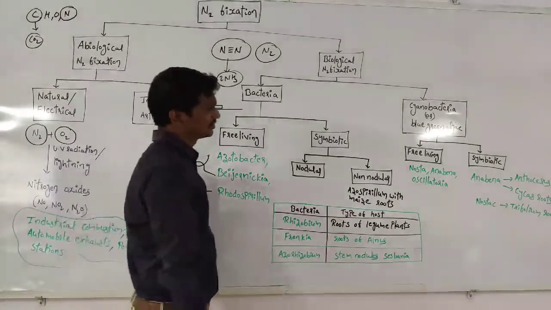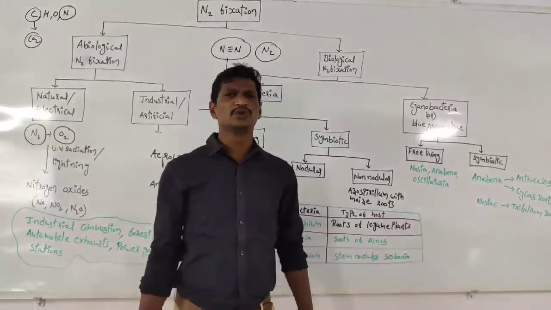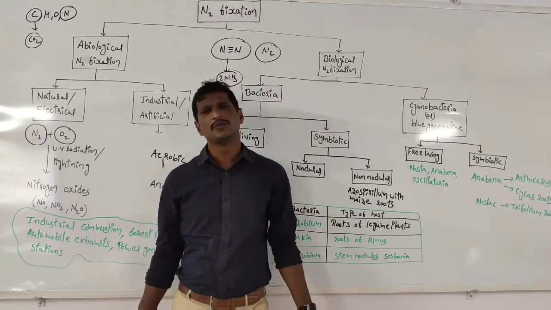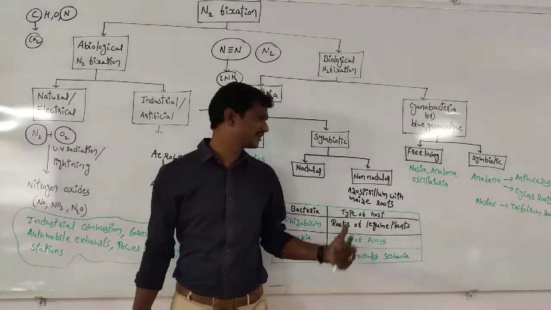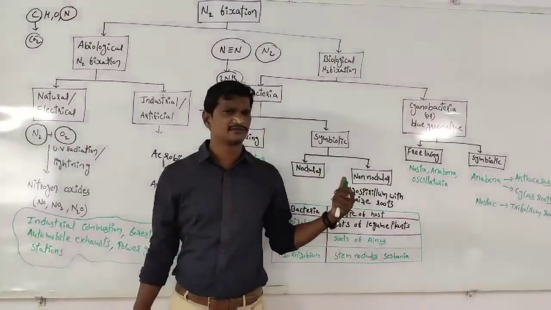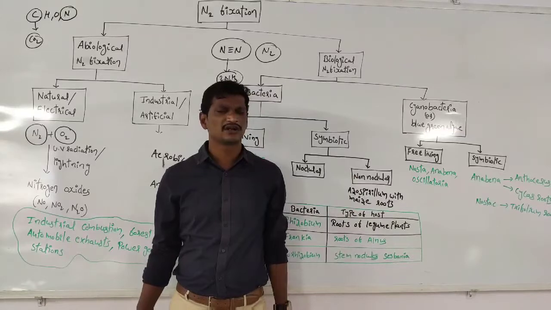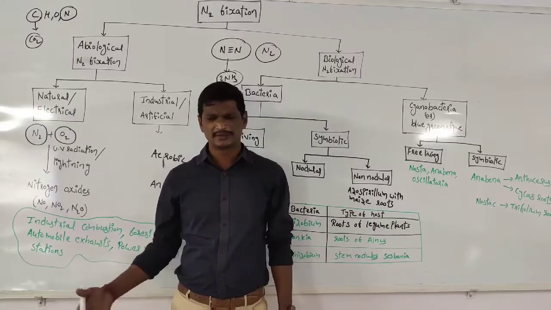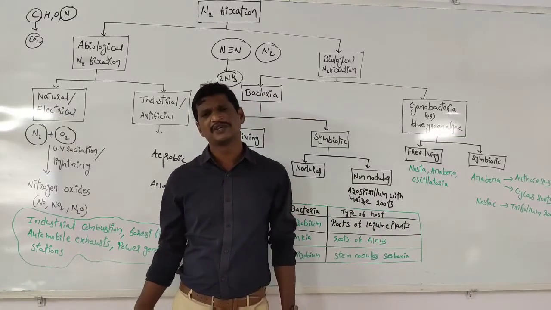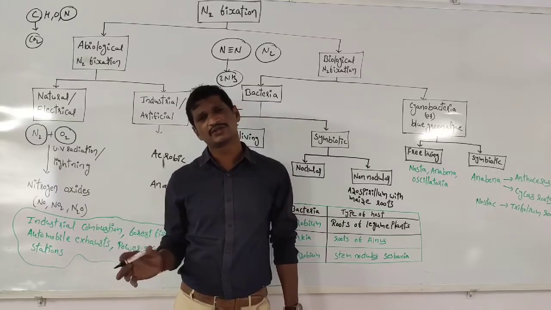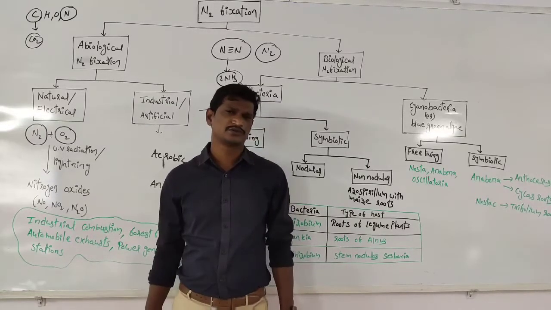And the other one is symbiotic. We know it is a mutual understanding between two different organisms. In that relationship, both organisms get benefit, right? There are nodular and non-nodular nitrogen fixations. Nodular means nodules are produced, either on the surface of the stem or on the surface of the roots. In certain cases, nodules are also produced on the surface of the leaves.